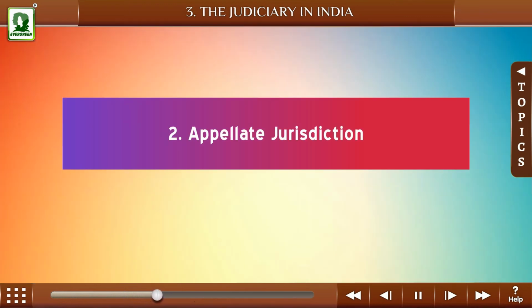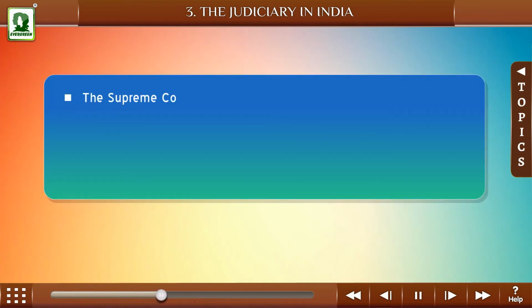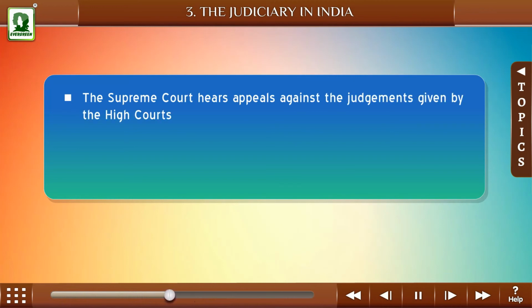Appellate jurisdiction. The Supreme Court hears appeals against the judgments given by the High Courts in both civil and criminal cases.